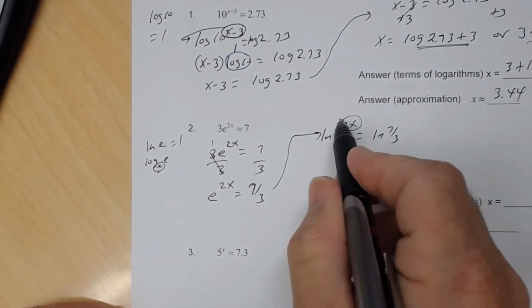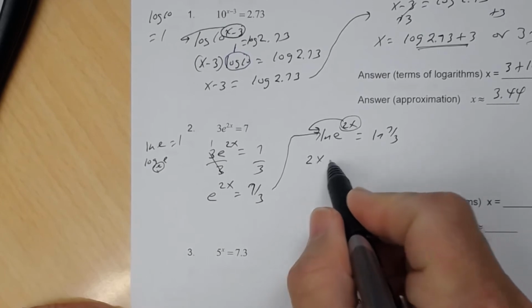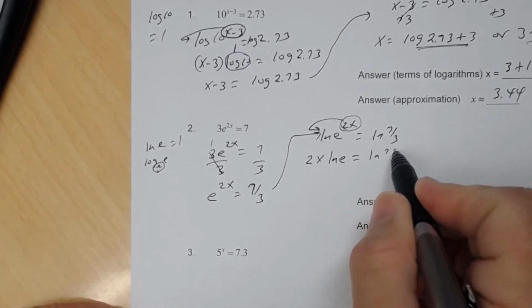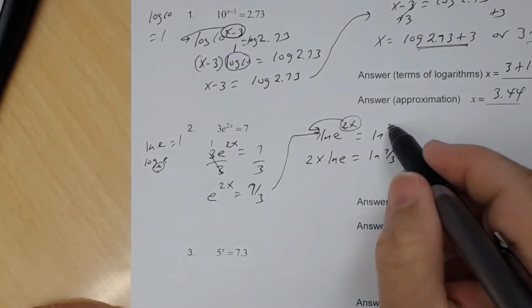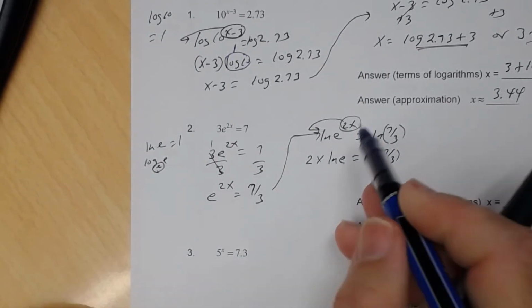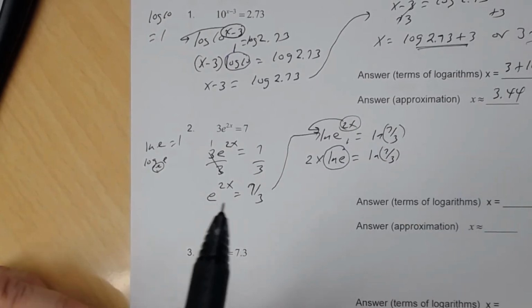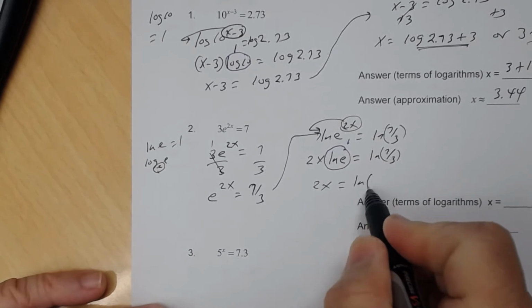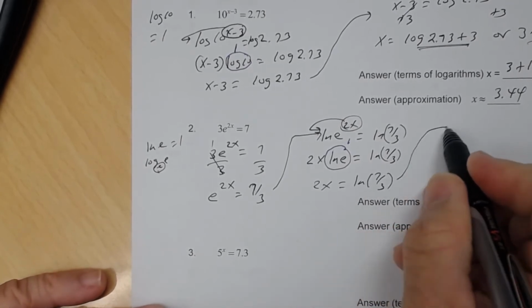So now I can use a power rule, so I can pull the 2x out in front. So I get 2x times the natural log of e is equal to the natural log of (7/3). I'm going to put 7/3 in parentheses. And then the natural log of e, remember, is 1. So that's 1. So I get 2x is equal to the natural log of 7/3.